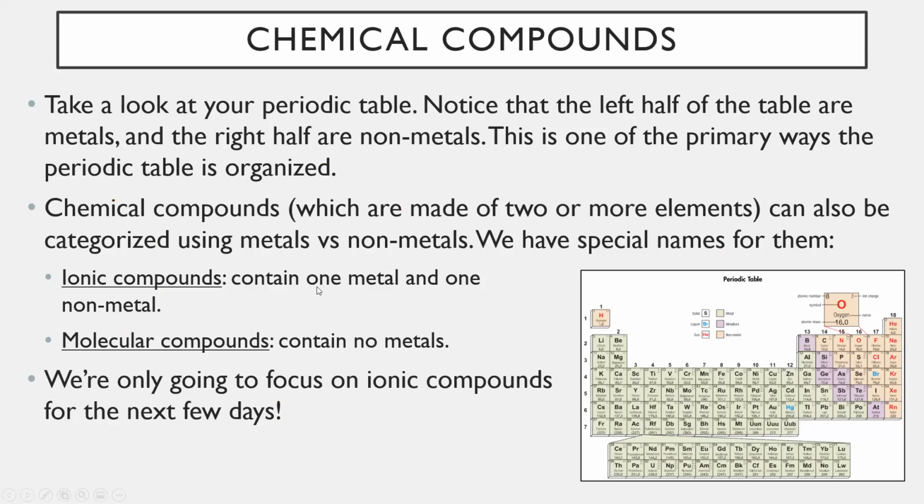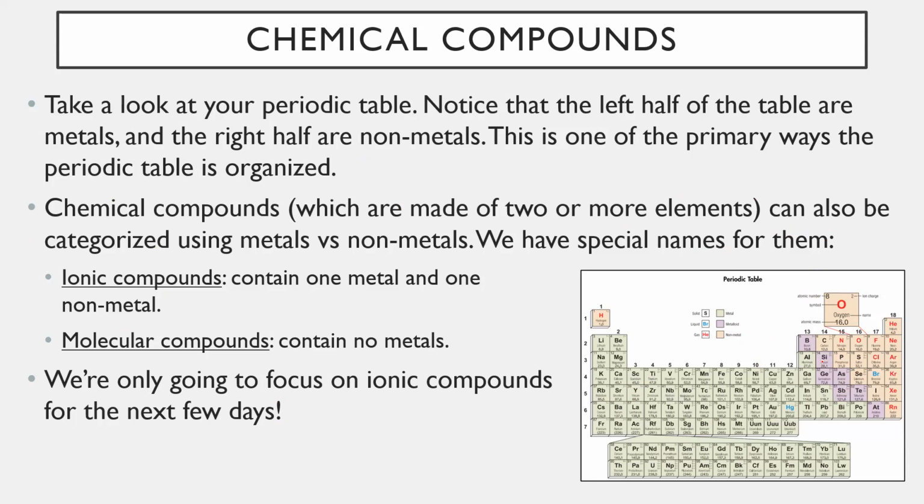Here we go. So getting into chemical compounds, I want you once again to take a look at your periodic table. I want you to notice that the left half of your table, all the ones that are in green, those are your metals. The right half of your periodic table, I shouldn't even call it half, it's more like the right third of it or something, those are your nonmetals, the ones that are that orangey peach kind of color, right? Now, this is one of the primary ways that the periodic table is organized, literally just metals versus nonmetals. It's organized quite neatly along those two lines.